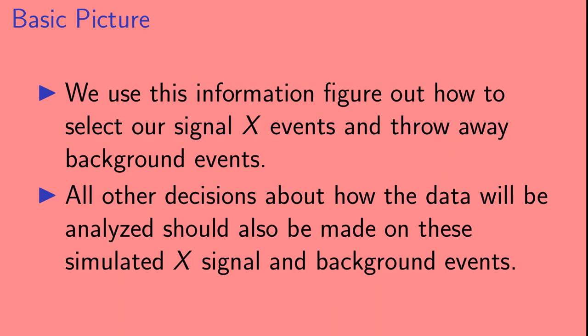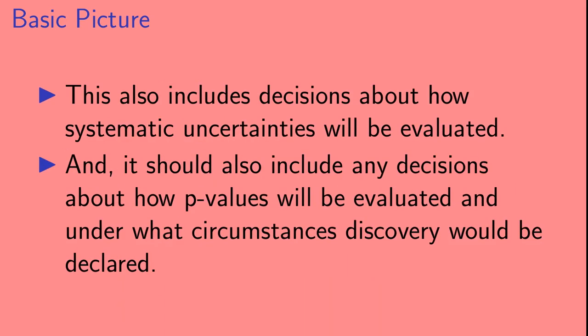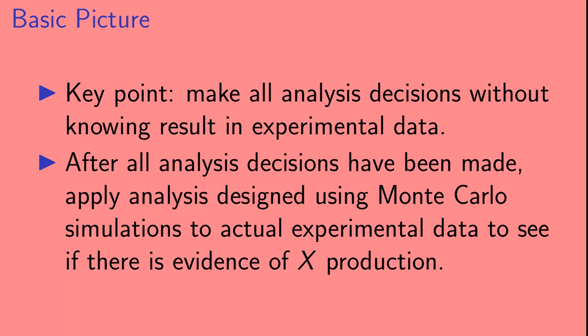All other decisions about how the data will be analyzed should also be made on these simulated X signal and background events. This also includes decisions about how systematic uncertainties will be evaluated. And it should also include any decisions about how p-values will be evaluated and under what circumstances discovery would be declared. The key point is that we make all analysis decisions without knowing the result in the experimental data. Then, after all analysis decisions have been made, we can apply the analysis designed using Monte Carlo simulations to the actual experimental data to see if there is evidence of X production.